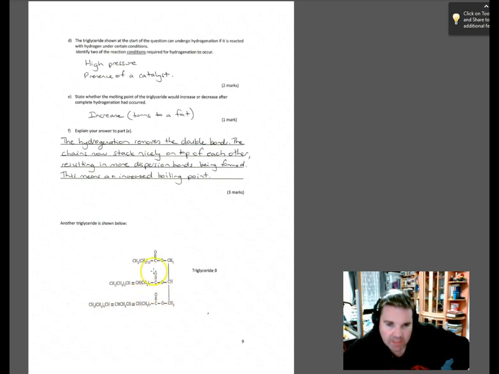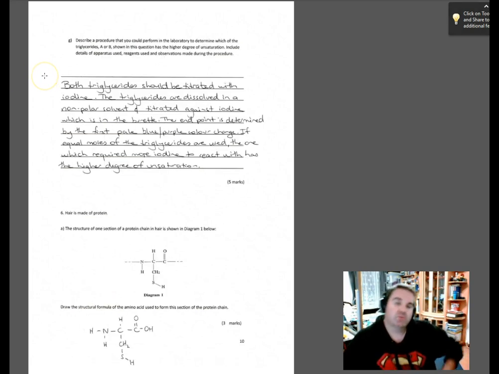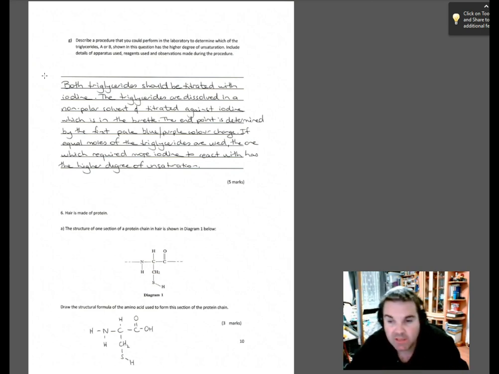We've got a second triglyceride here. The main difference is that this one now doesn't have a double bond in this part of the triglyceride. It's got 1 here and 2 here. So this has actually got 1 less double bond than the triglyceride on the previous page, which is important because the question here asks you to determine how you could work out which one has a higher degree of unsaturation. So that means which one has the higher number of double bonds.